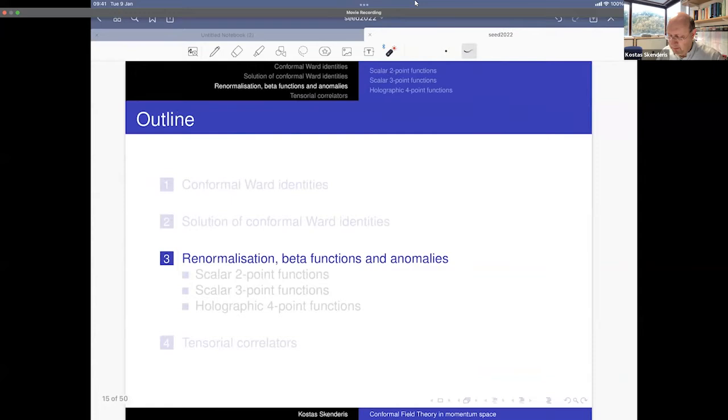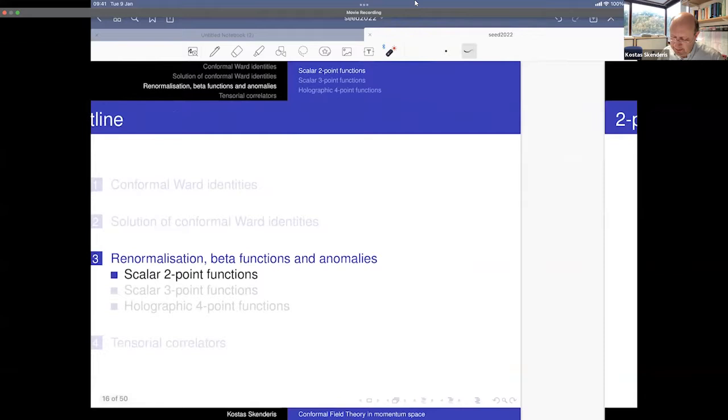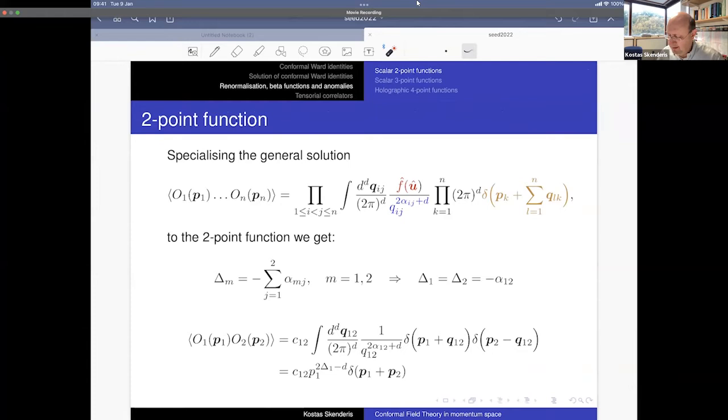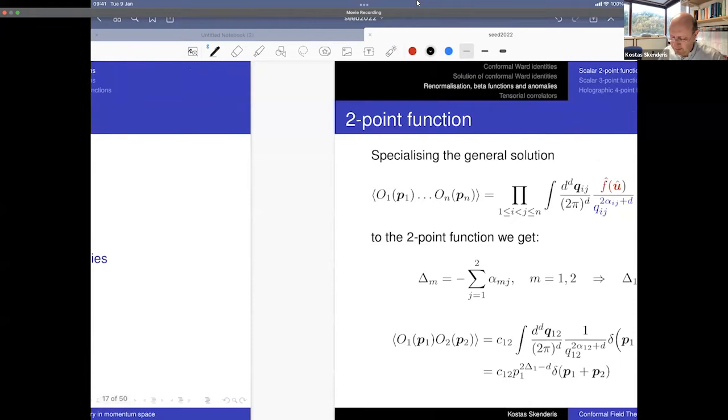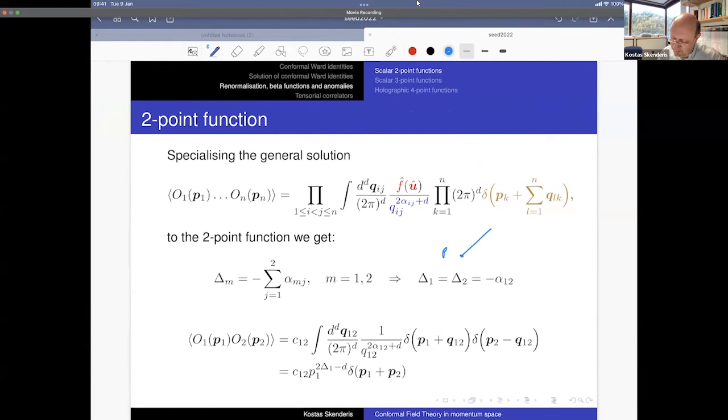Okay, so let's start with the scalar two-point function, which is the simplest case. And this would also allow us to understand a little bit more about this solution over here. So if we have a two-point function, I told you that the solution is described by a simplex. So we have two momenta, P1 and P2. This means that in this case the simplex is just a line. So here we have P1, P2, and then I need an internal momentum, Q12. And then I need to solve the coefficients here, which are the solutions of that equation.